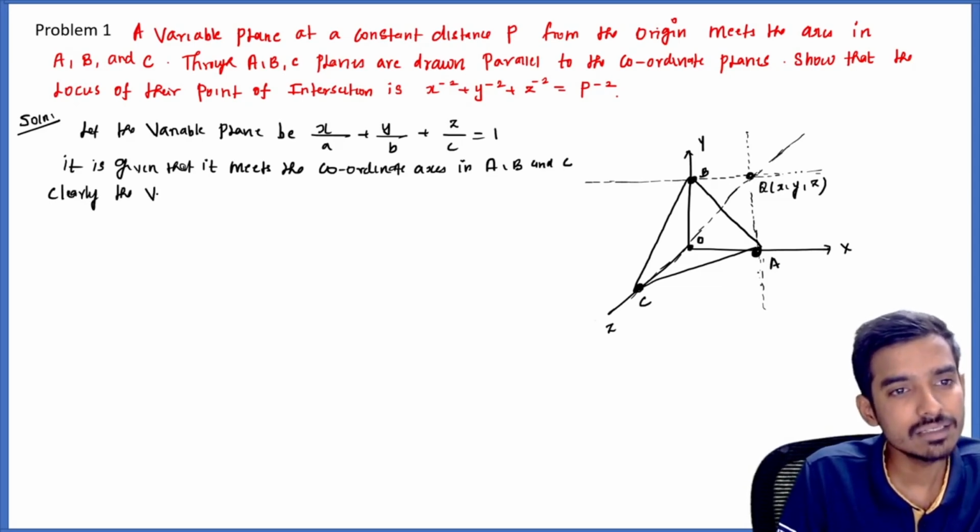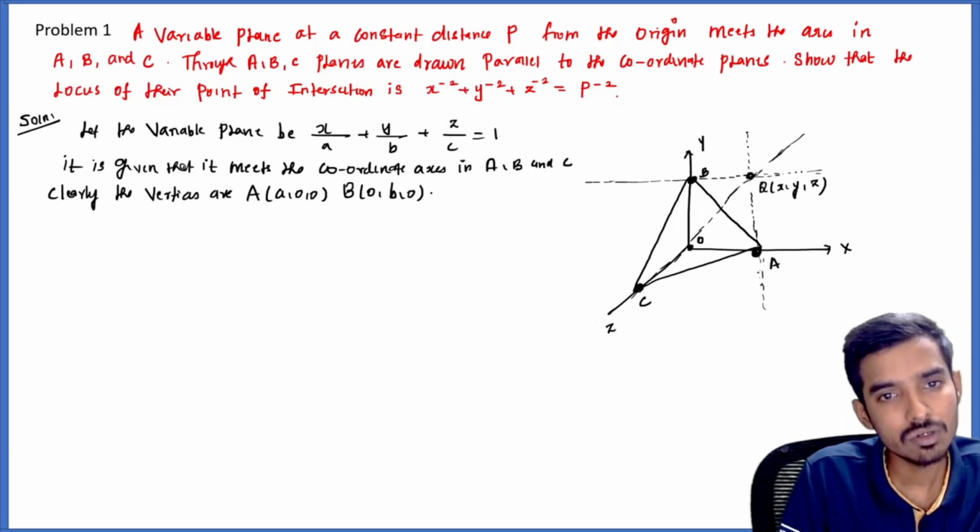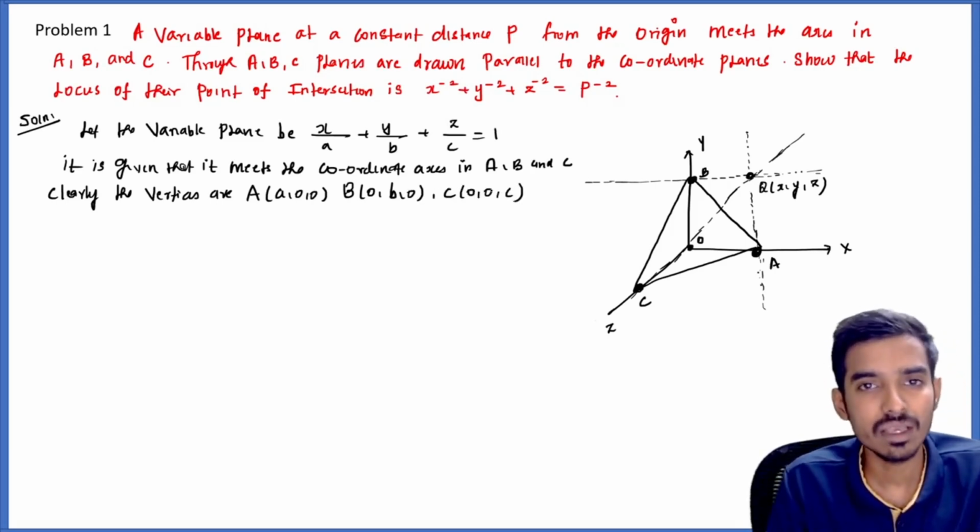Clearly, the vertices are: A must be (a, 0, 0), B must be (0, b, 0), and C must be (0, 0, c). This is the required vertices, right?